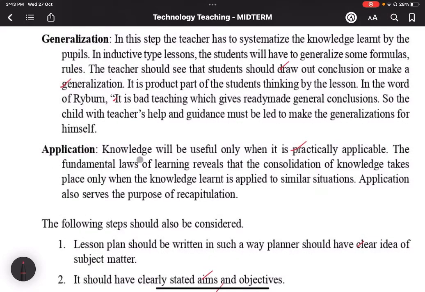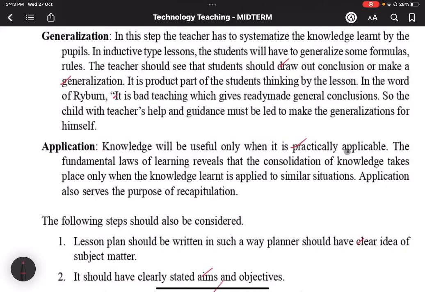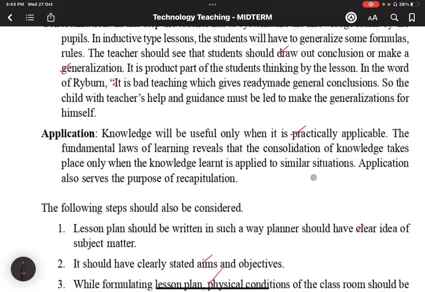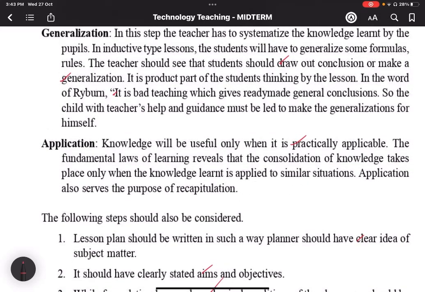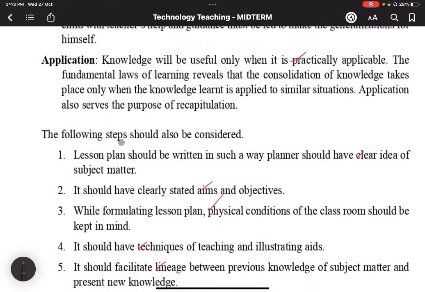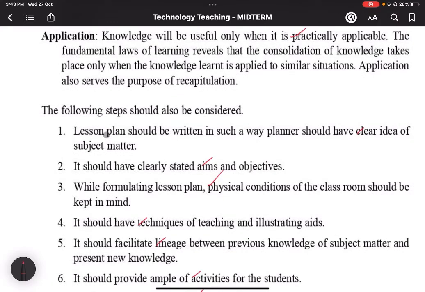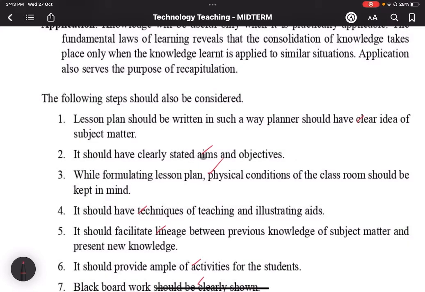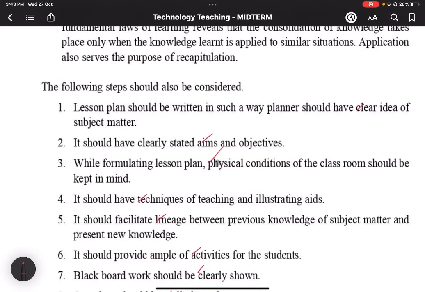And application: knowledge will be useful only when it is practically applicable, no? Dapat malaman ng bata saan niya gagamitin yung kanyang natutunan. Next step should also be considered, no? Lessons should be written in such a way that plans should be clear, no? It should have stated aims and objectives.